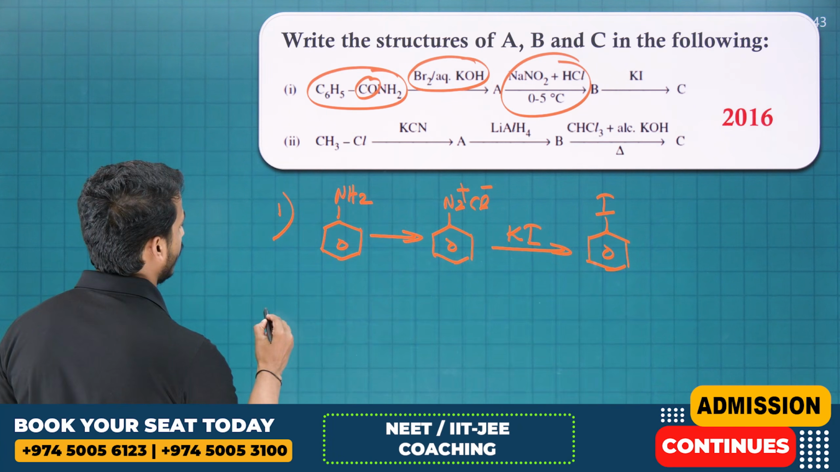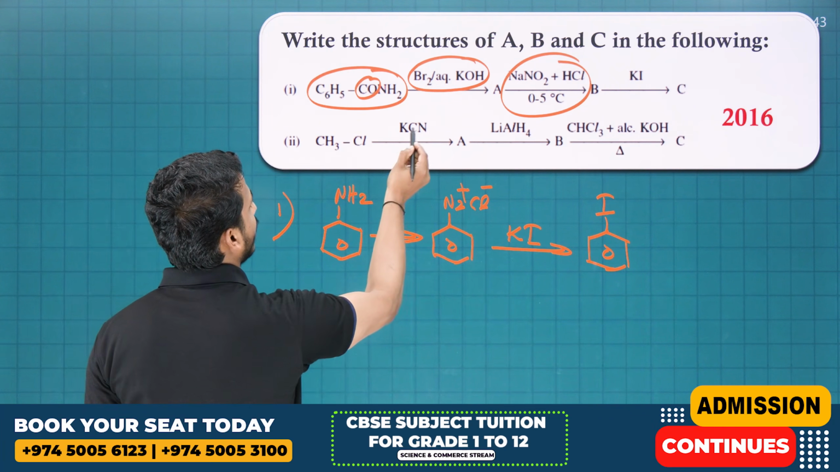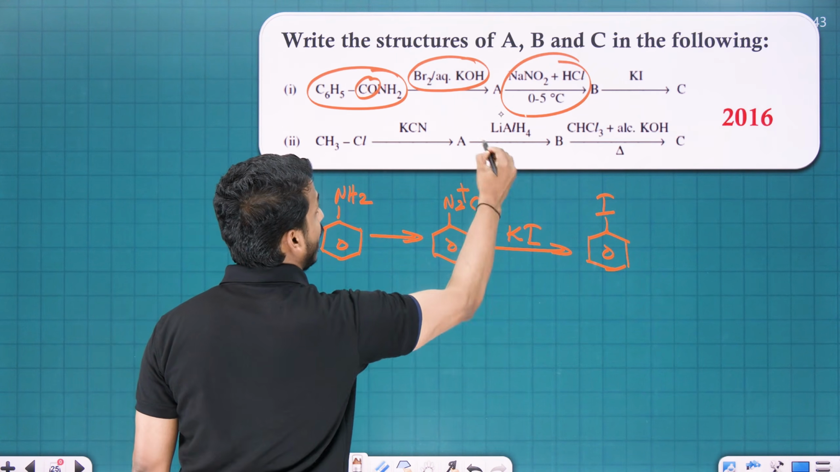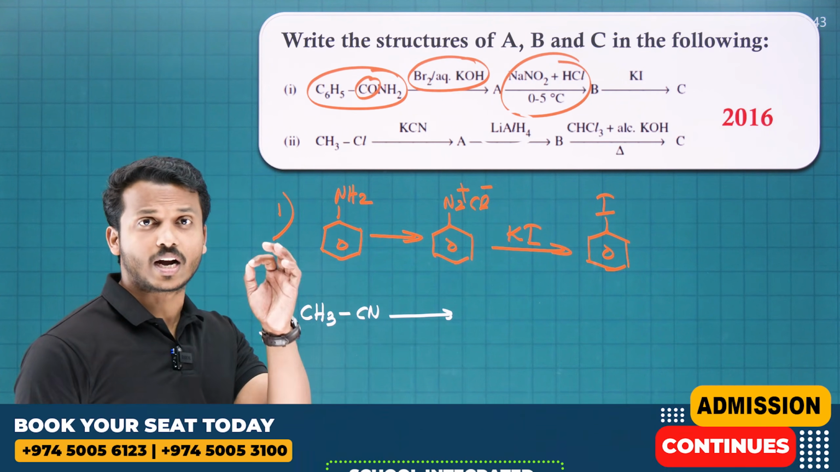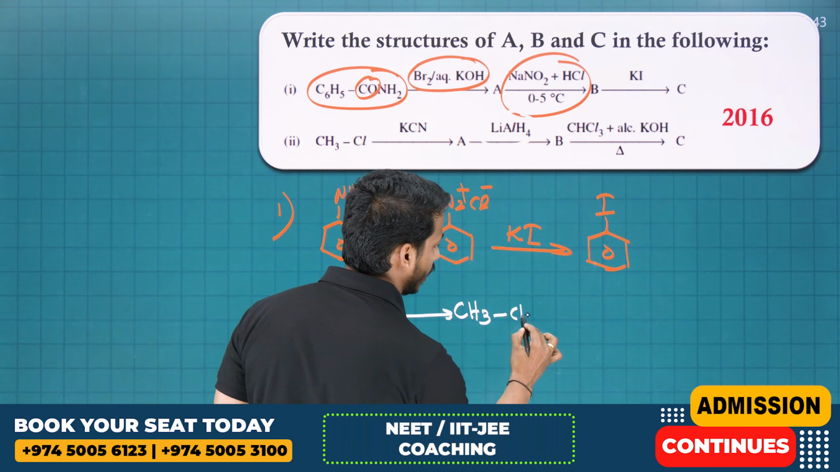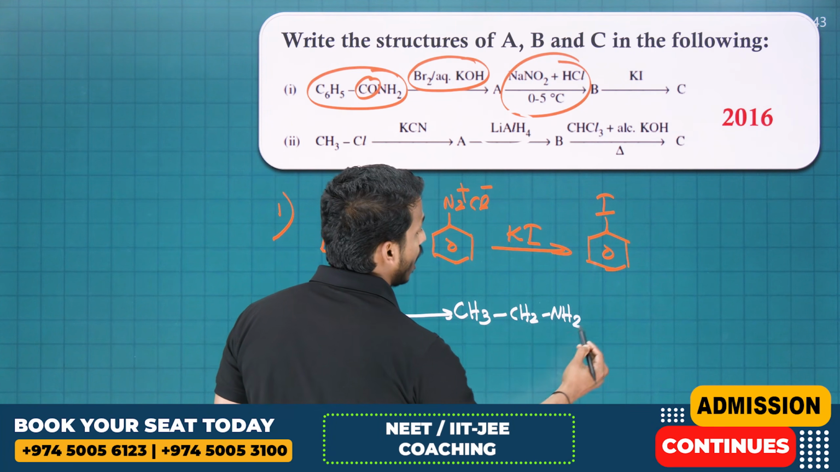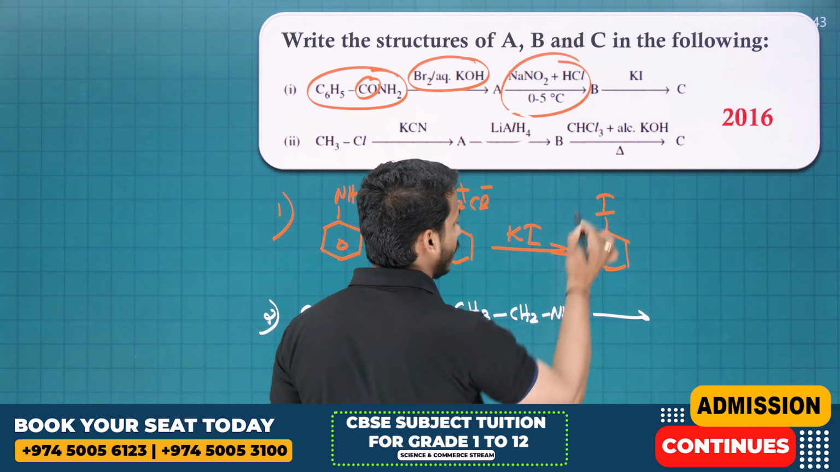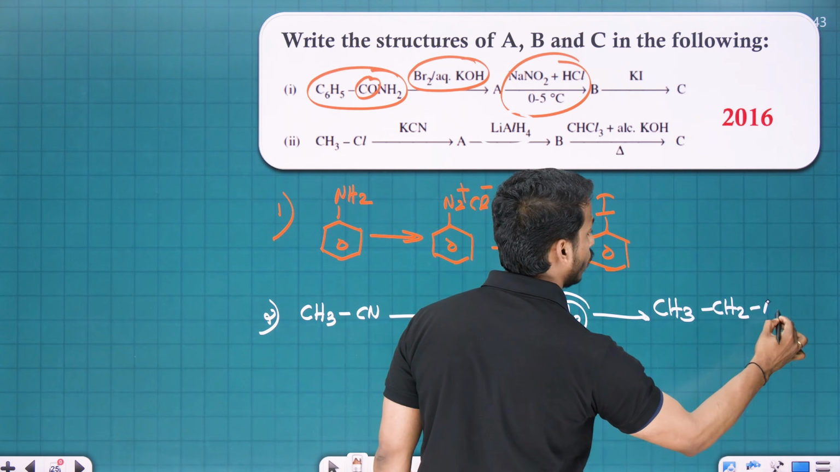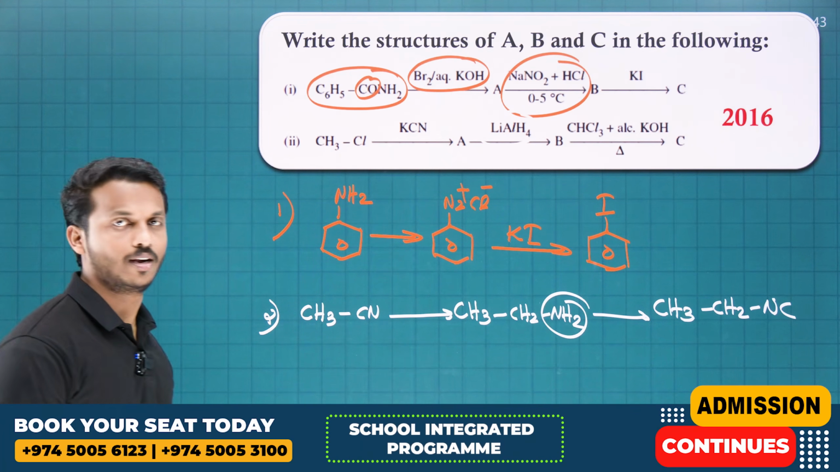Direct reaction. Next one. Haloalkane reacts with KCN. We get cyanide. Cyanide on LiAlH4, a reducing agent, undergoes reduction and we get an amine without any change in carbon. Amine on carbylamine reaction: NH2 becomes NC. CH3CH2NC, ethyl isocyanide.